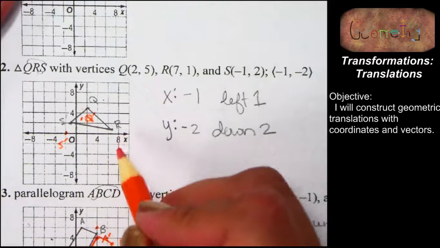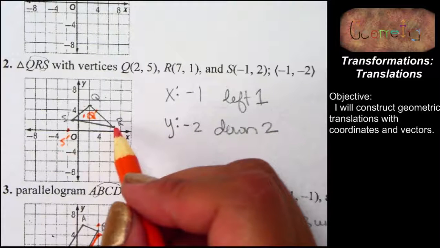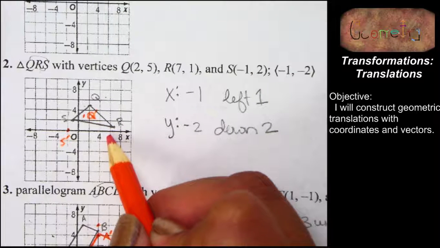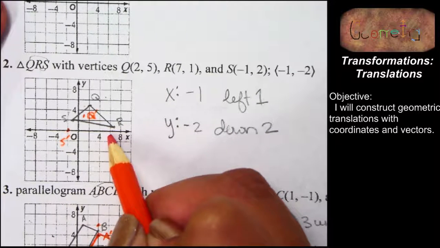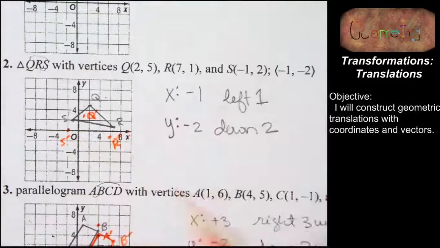Notice how I'm graphing it in different color. I do have pencil colors. You're welcome to use different colors on graphing these just so that you can see the difference. R to the left 1, down 2. So R prime is going to be about here. And just like we did in the first one, we're going to connect them with lines in the same order that they were connected originally. S and Q together, Q and R together, R and S together.